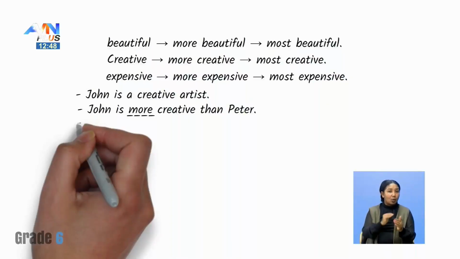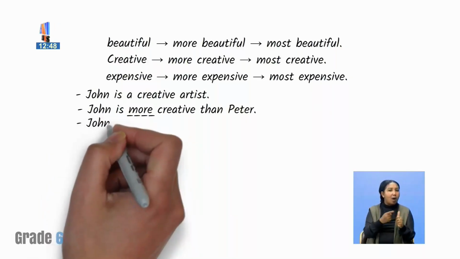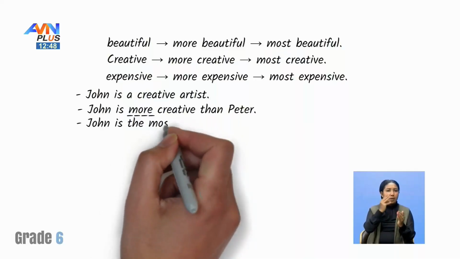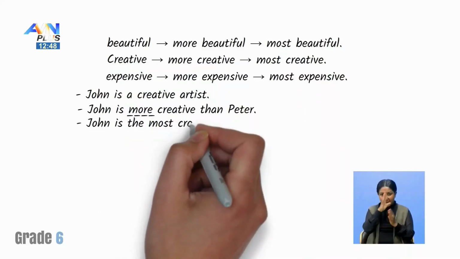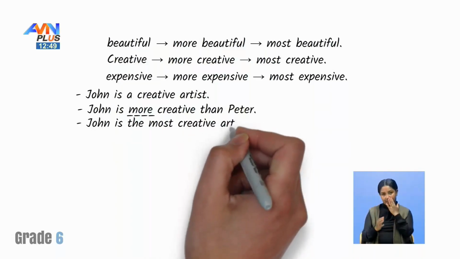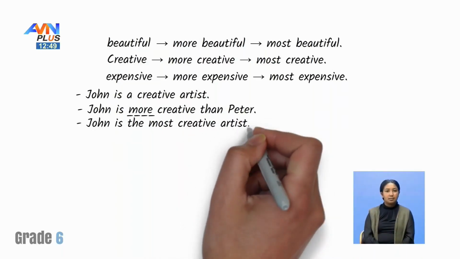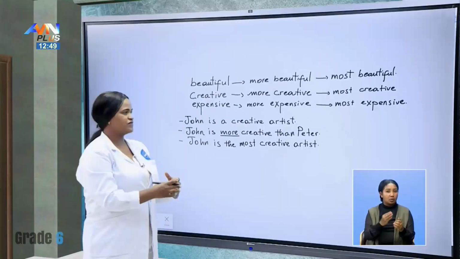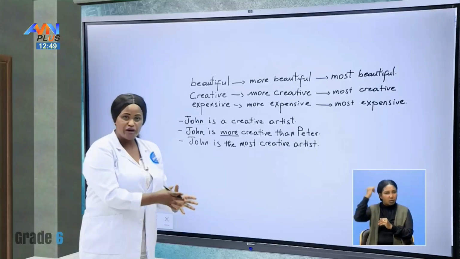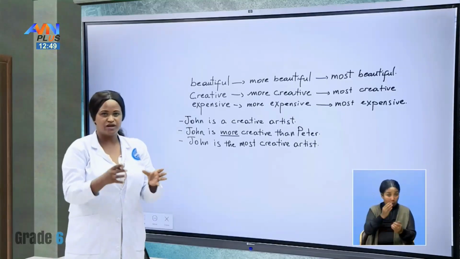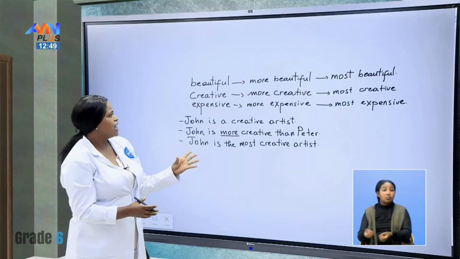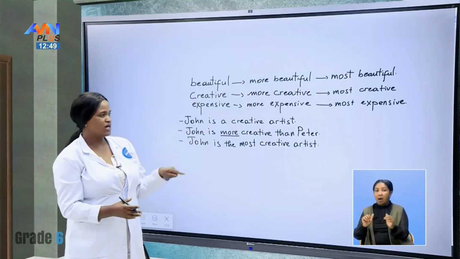Out of all the boys, John, yeah? John is the most creative artist. This time we mean to be what? He is the most creative compared to Peter, Samuel, and the other boys. Or simply when you compare him with Peter and Samuel, since Peter and Samuel are two, we use what? The superlative. So this is how we use comparative and superlative degree.